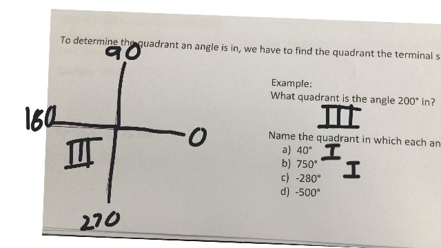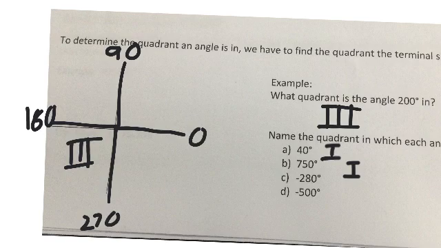Or the way that I would do it, I would get that down to a smaller angle to start with. So 750, I know if I do 2 full revolutions, that's 720. So then I would do 750 minus 720, which is 30. And 30 is in the first quadrant. So that means 750 is in the first quadrant. Okay, that's the way I think about them.